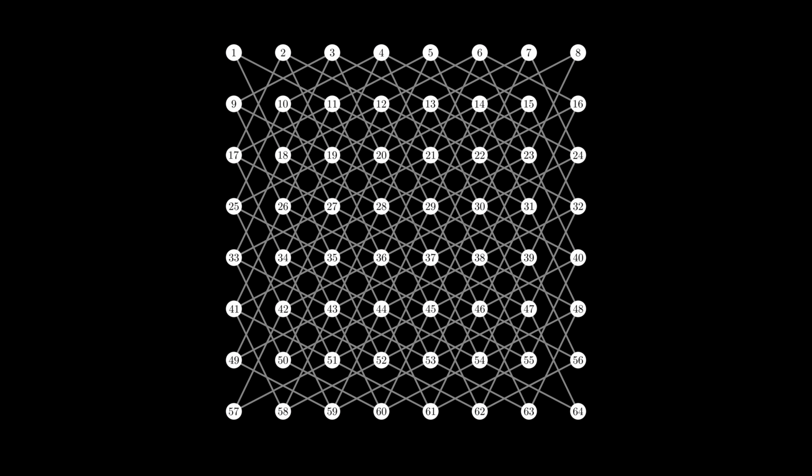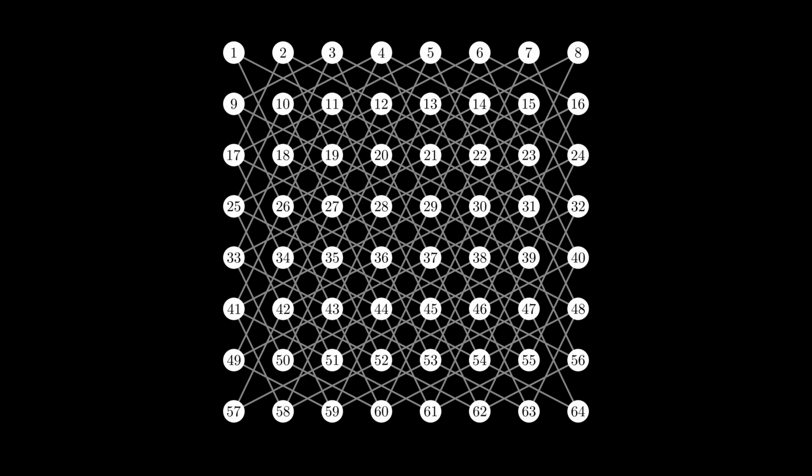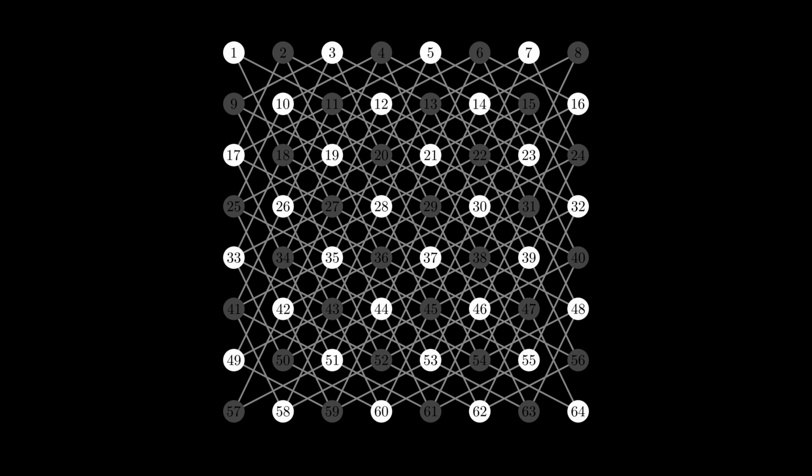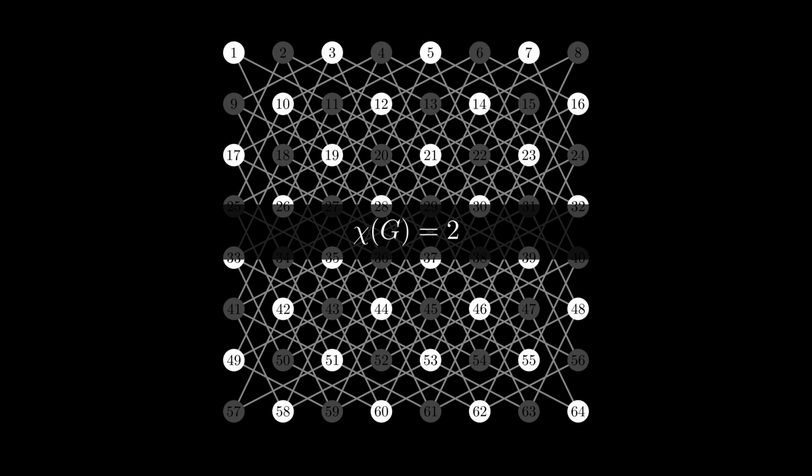This may sound difficult, and indeed the corresponding decision problem is NP-hard. But in this case you can easily answer the question by considering the coloring of a chessboard. It should also be clear that with every move the knight moves to a square of a different color than the one before. So the chromatic number of the knight's graph is indeed 2.